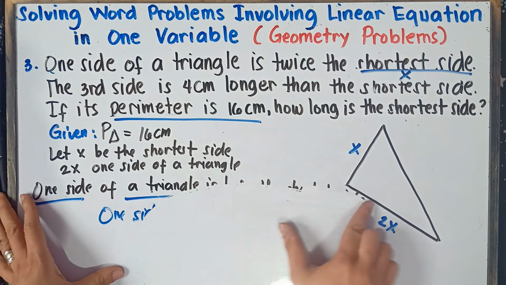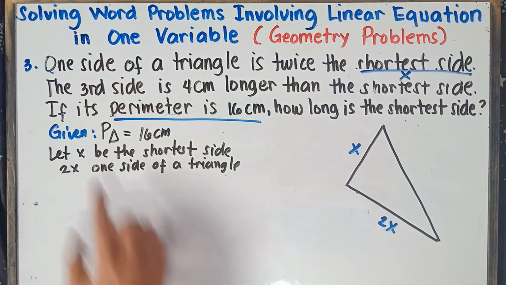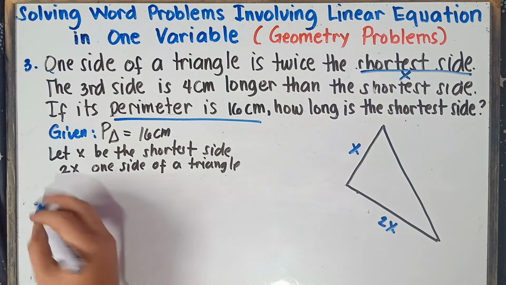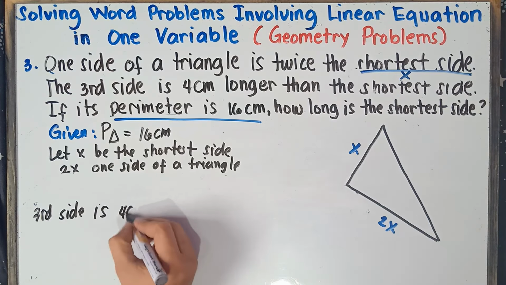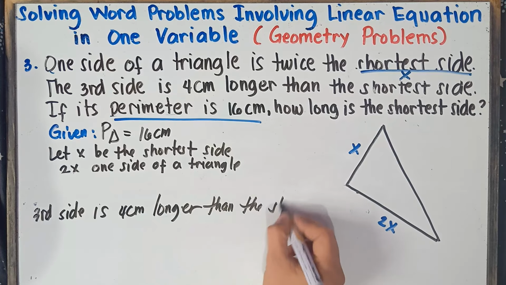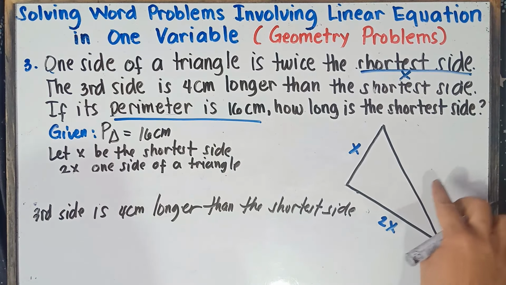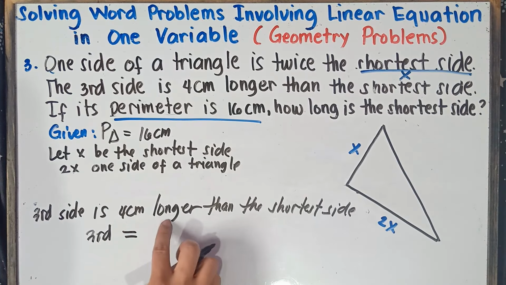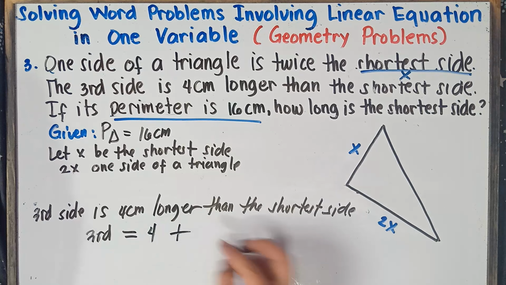Alright, now the second statement, class. The third side is 4 centimeters longer than the shortest side. Alright, let's do that. The third side is 4 centimeters longer than the shortest side. Alright, so therefore this will be our third side. So third side is equal to 4 centimeters longer than the shorter side. So that will be 4 centimeters longer than, so plus and then the shorter side.